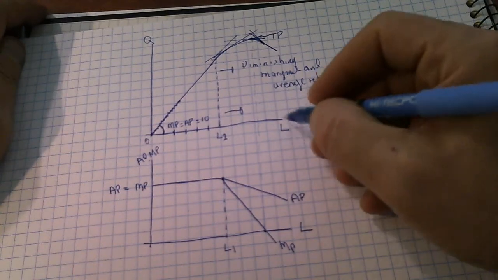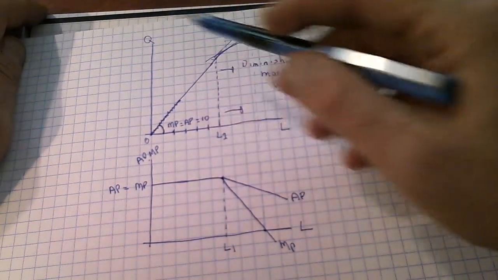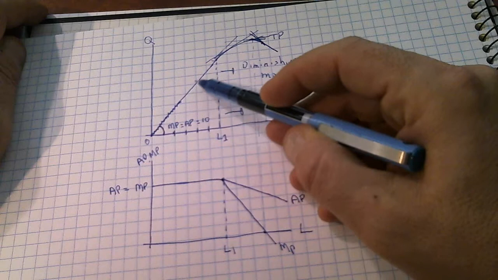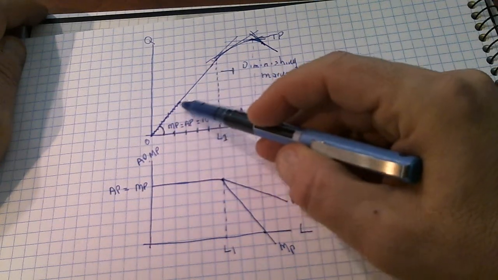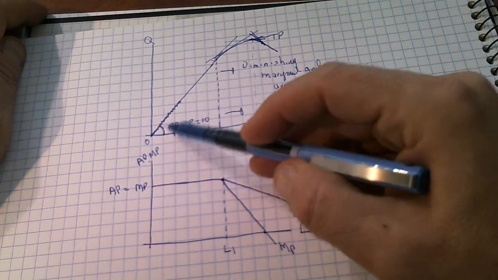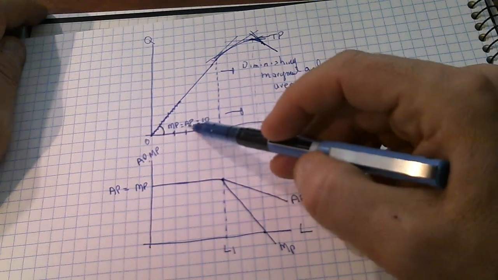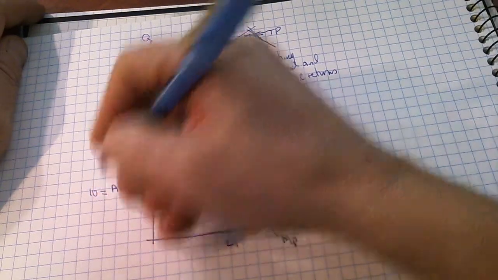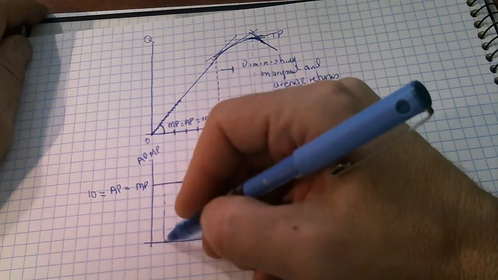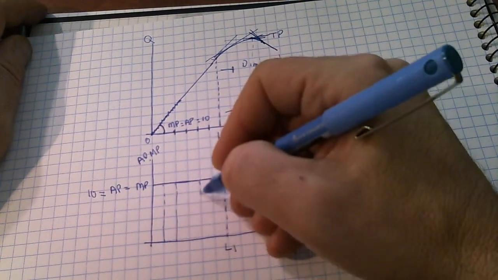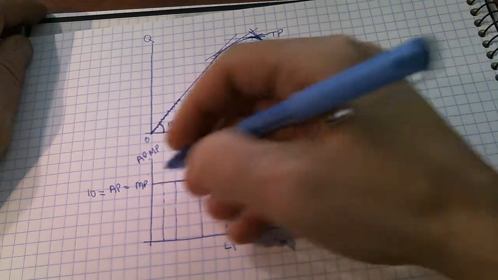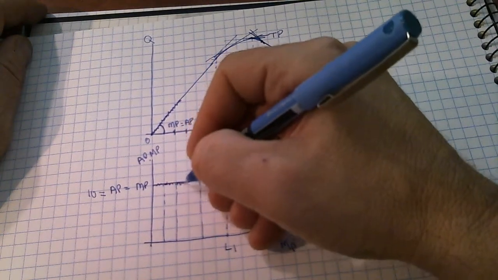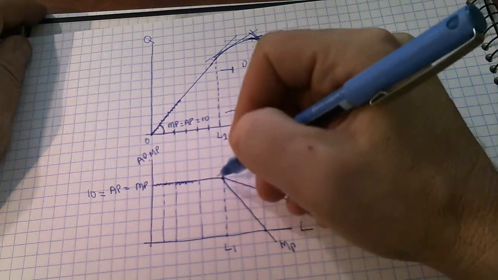So I have labor on this axis, total production on this axis, and the production function here is actually linear up to L1 units. In other words, it increases at a constant rate. The slope gives you the marginal productivity of labor, which is equal to the average productivity of labor, let's say 10 units, 10 widgets. So no matter if we have one worker, a second worker or a third worker, each additional worker produces 10 units of output up to L1 units. Therefore the average productivity and marginal productivity is 10.